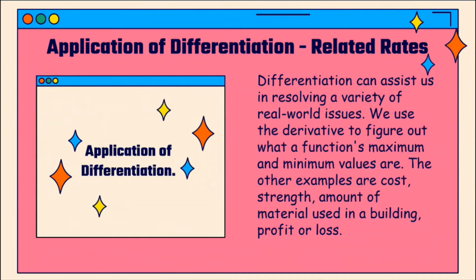Differentiation can assist us in resolving a variety of real-world issues. We use the derivative to figure out what a function's maximum and minimum values are. The other examples are cost, strength, amount of material used in a building, profit or loss.